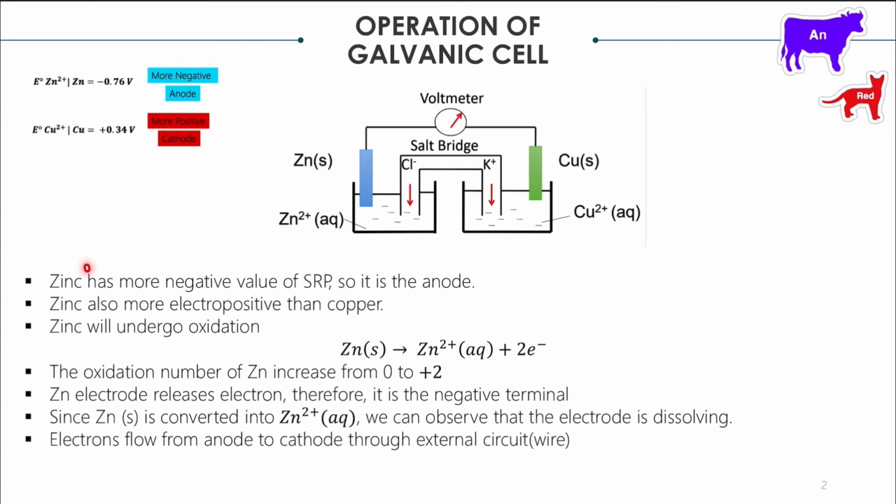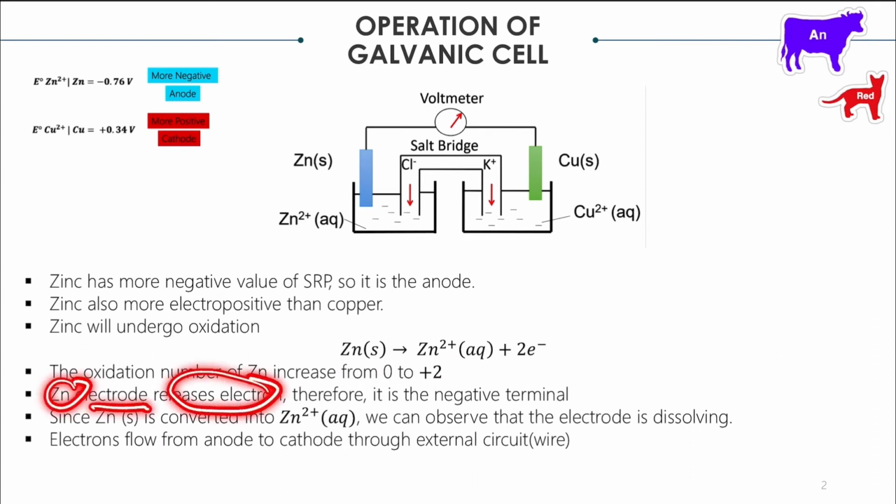We know from the previous video that zinc has a more negative value of E°, so zinc is the anode. Zinc is also more electropositive than copper. Therefore, zinc will undergo oxidation based on this equation. From the equation, we can see that the oxidation number of zinc increases from 0 to +2.